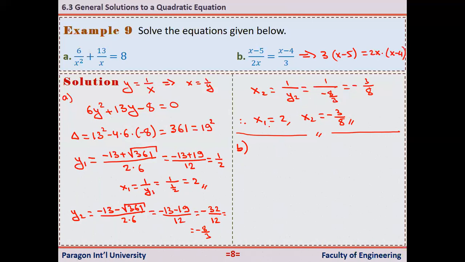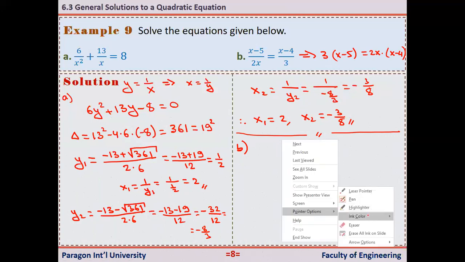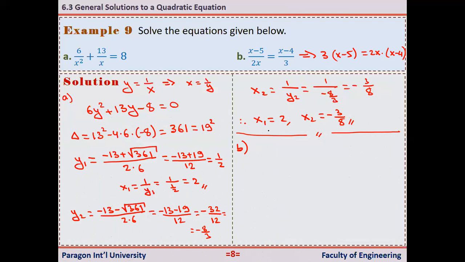Right? Now, if you simplify this, let me just continue with blue. Okay, so remove the brackets here. Here we have 3x minus 15 is equal to, on the right-hand side, 2x squared minus 8x, right? So take everything to the right-hand side. Here we have 2x squared, right? And negative 8x minus 3x, that is minus 11x. And plus 15 is equal to 0.